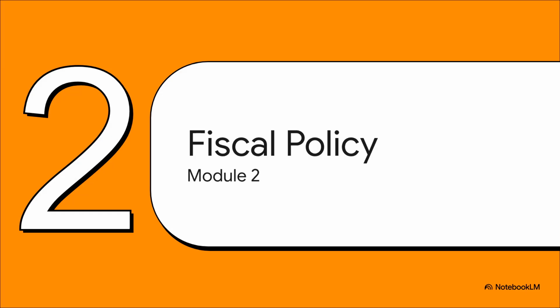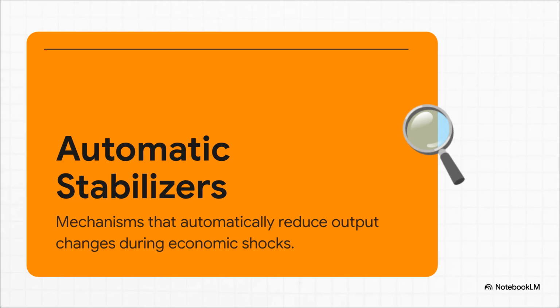Module 2, Government and Fiscal Policy. Let's see how our economic engine shifts when we add the government into the mix. So in the real world, we aren't just consuming and saving. We also pay taxes, and the government buys goods and sends out transfer payments, like unemployment benefits.